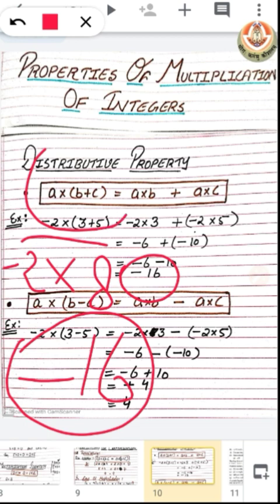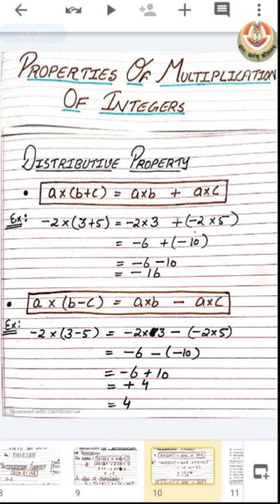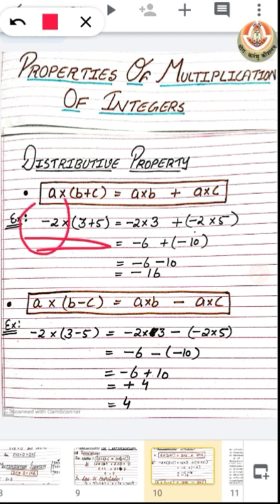Okay, see, this is similar to this one. That means the distribution of the outer integer with the other inner integers is giving us the same and exactly correct answer. See here what exactly distributive property says. We have to multiply -2 with 3 first and then put the addition sign and then multiply -2 with 5. So what do we get? -2 multiplied by 3 is -6 and -2 multiplied by 5 is -10. When we solve it, we get -16. -16 is the same answer which we got when we did it the other way.